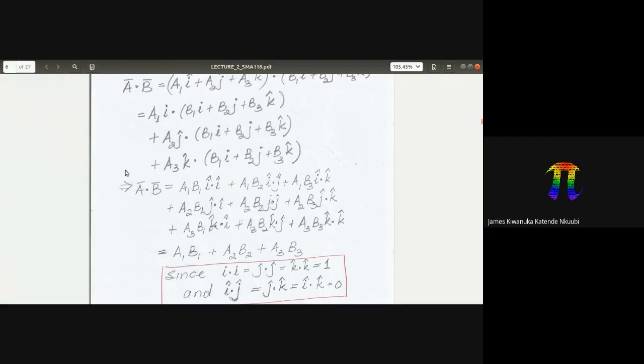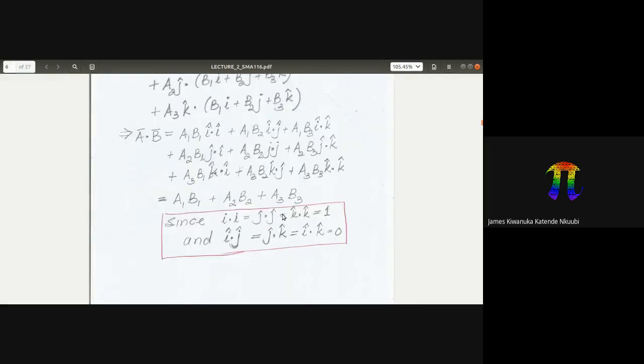So the only terms that will survive here will be A1 B1 i dot i, and A2 B2 j dot j, and A3 B3 k dot k. But we know that k dot k is equal to 1, so we can replace each of those by 1, and we are left with A1 B1 plus A2 B2 plus A3 B3. So the relationships we have used are also here. These ones we know to be true, so we can use them up here and simplify our expression to this. So that proves that A dot B is the same as A1 B1 plus A2 B2 plus A3 B3.